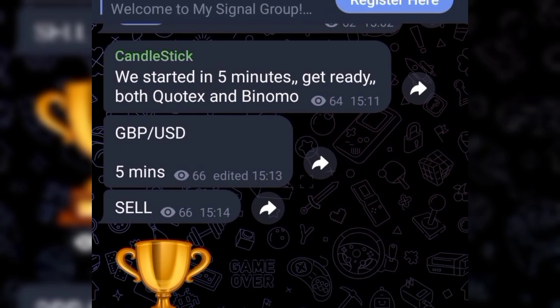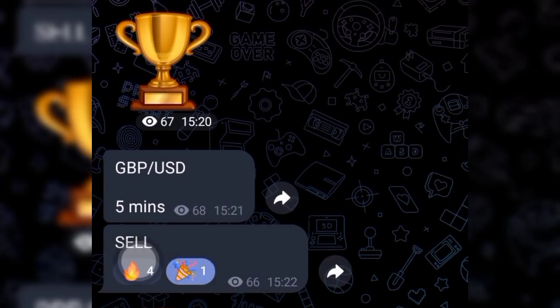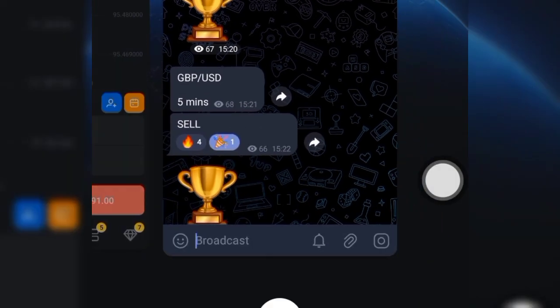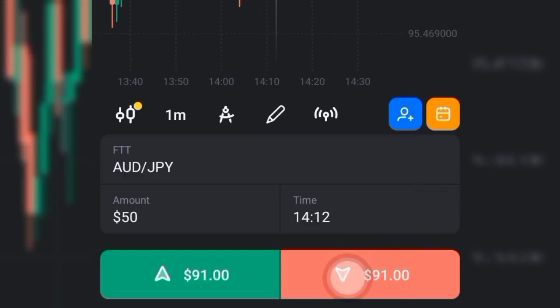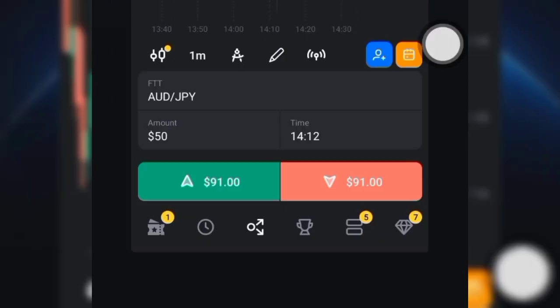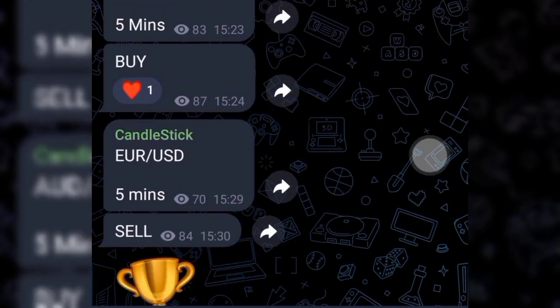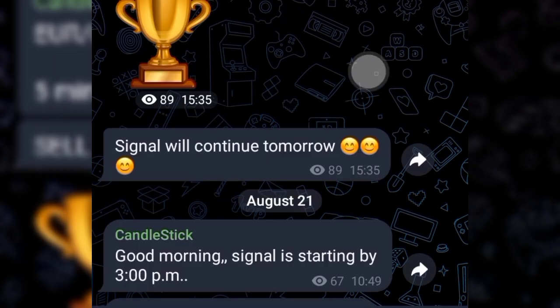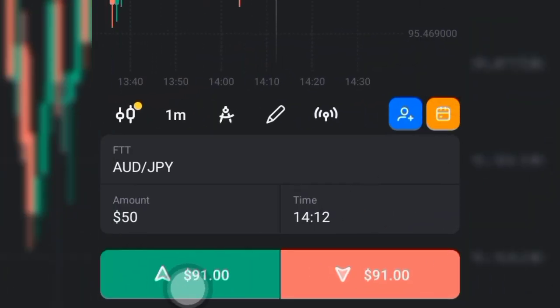Right now I set 5 minutes. So all you need to do is, when I say sell, this red button here represents sell. We are talking about the market going down. If I say buy, you are going to see the button here. This green button represents buy. We are talking about the market being about to go up.